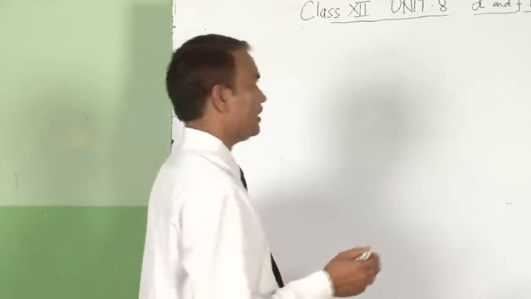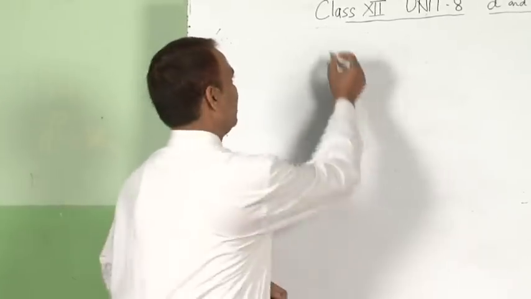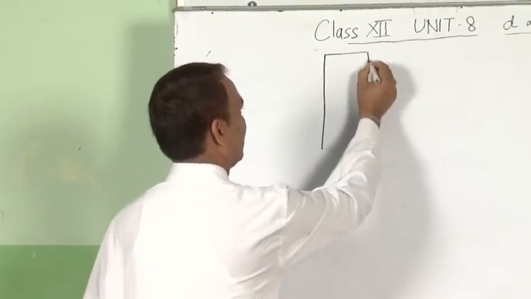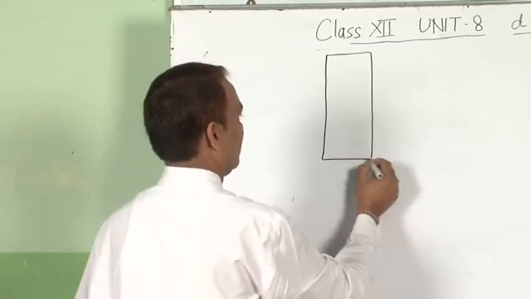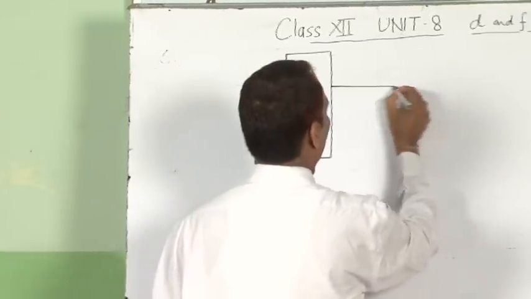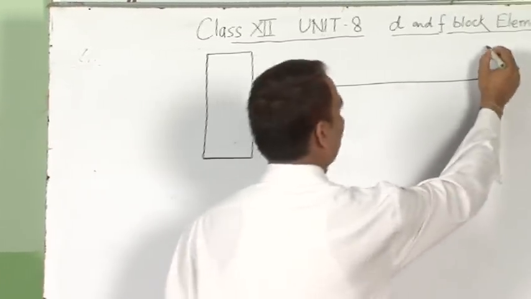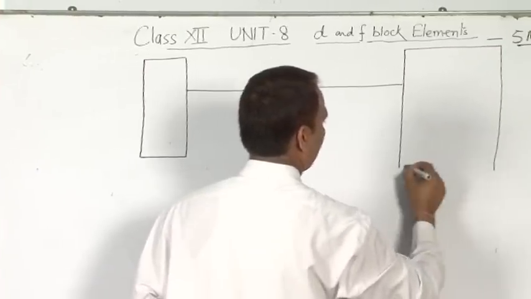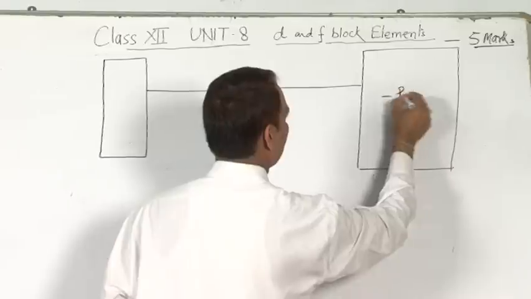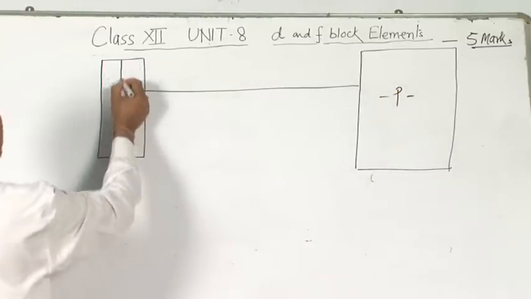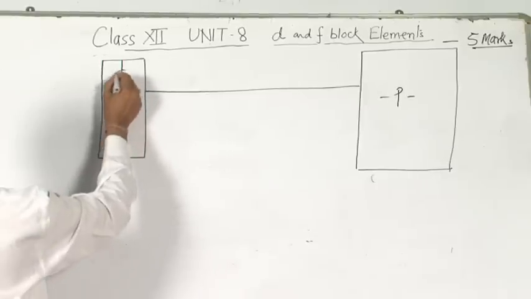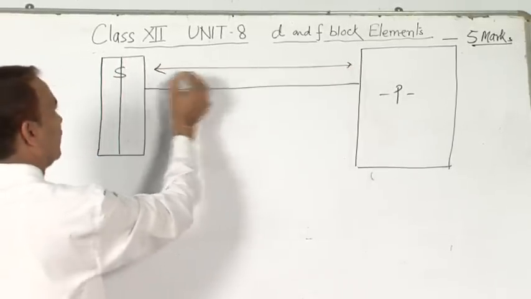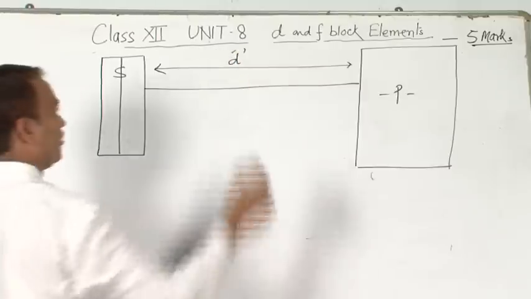So what is the position of D block elements in the periodic table? D block elements are kept in between S and P block, from group 3 to group 12. Here it is P block element, these two are S block element. The elements kept between S and P are known as D block elements.